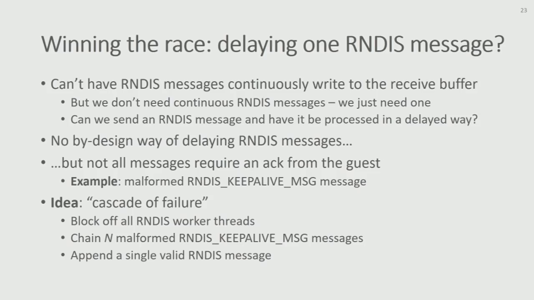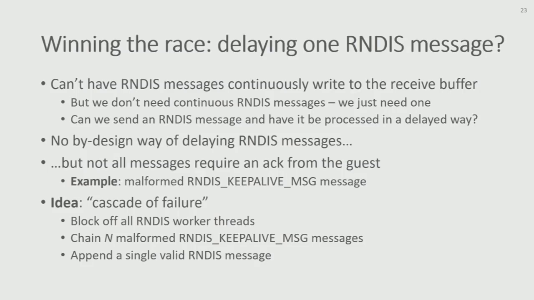But if you think about it, the very reason that these worker threads are being blocked until they receive an acknowledgement from the guest is that, as mentioned, they all use a few slots of the receive buffer. And they want to make sure that whatever is in those slots has been read out before they write something else to them. So that's a problem, because every message in the RNDIS protocol has a completion message, and so every message that you send over is going to be writing to the receive buffer and waiting for it. Unless you take a look at the failure paths.